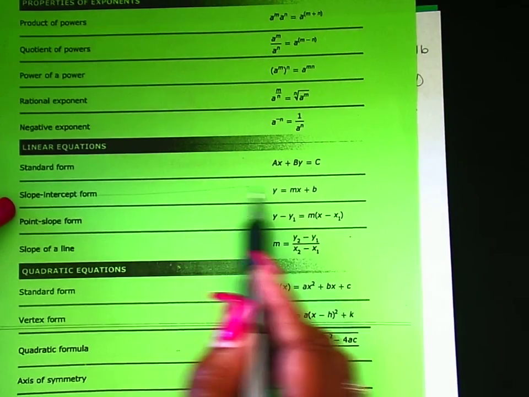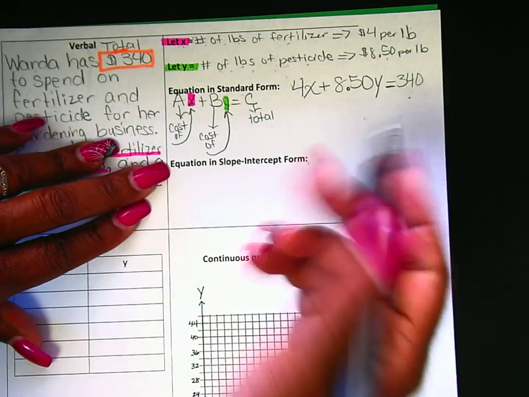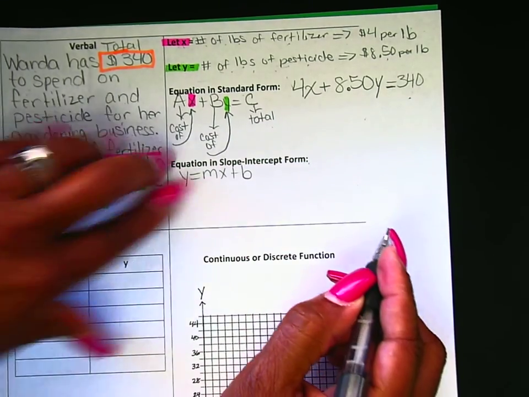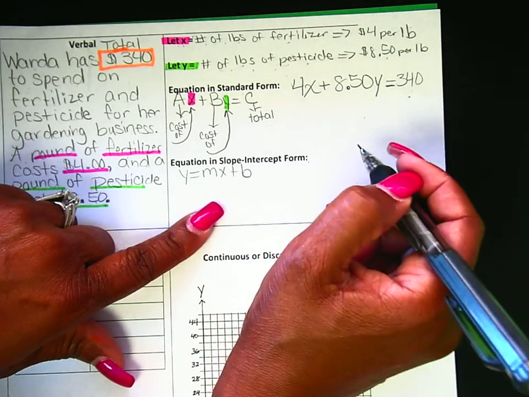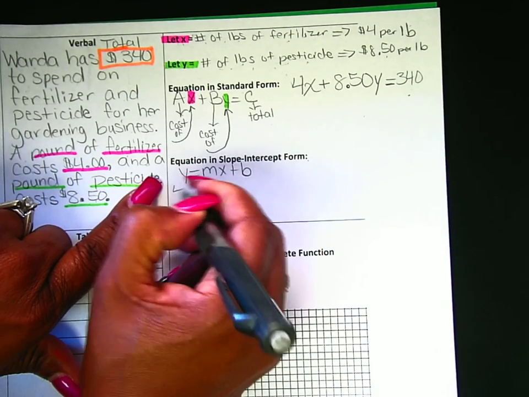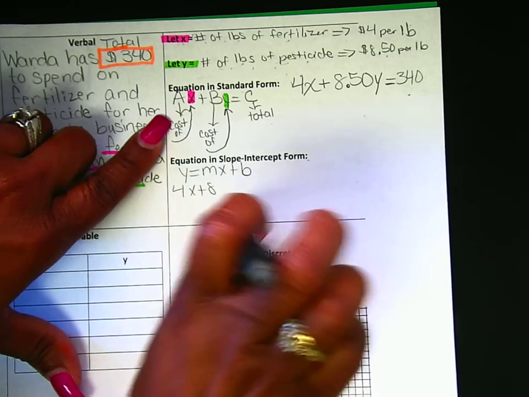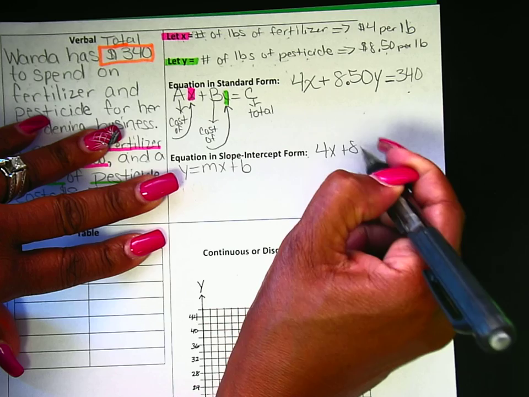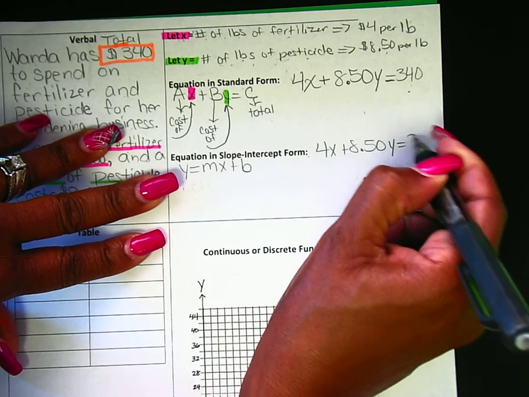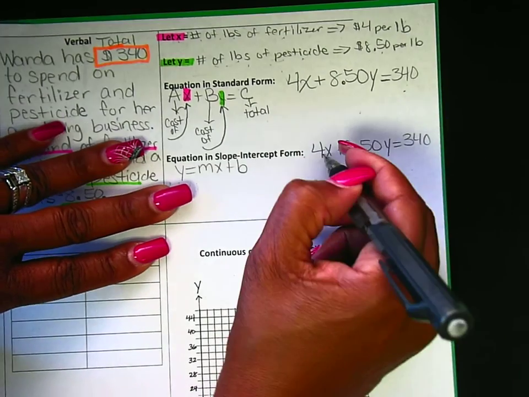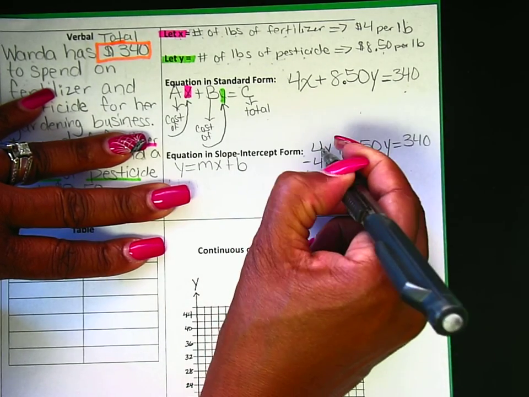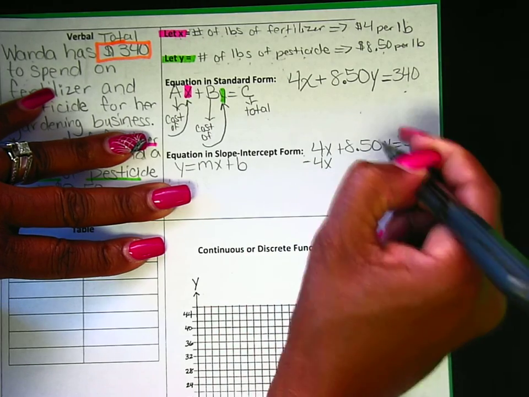Go back to your formula chart. Slope-intercept form is Y equals mx plus b. So I am trying to get it in this format, Y equals mx plus b, meaning I'm going to isolate the Y. So I'm going to rewrite this equation: 4x plus $8.50 times Y equals $340. I'm going to move my x term first by subtracting 4x, because that's positive, so I'm doing the opposite because I'm trying to isolate the Y.